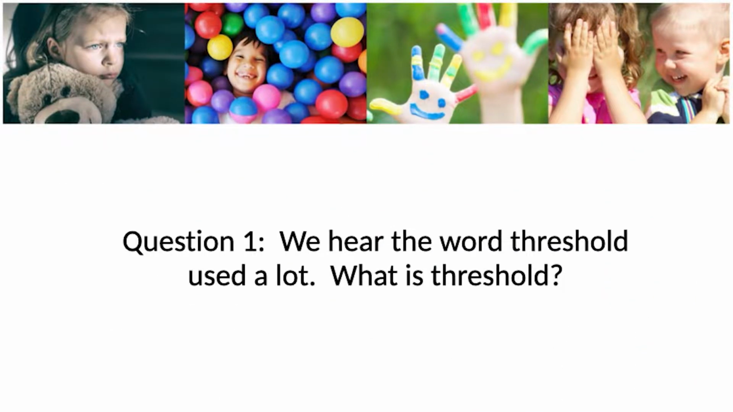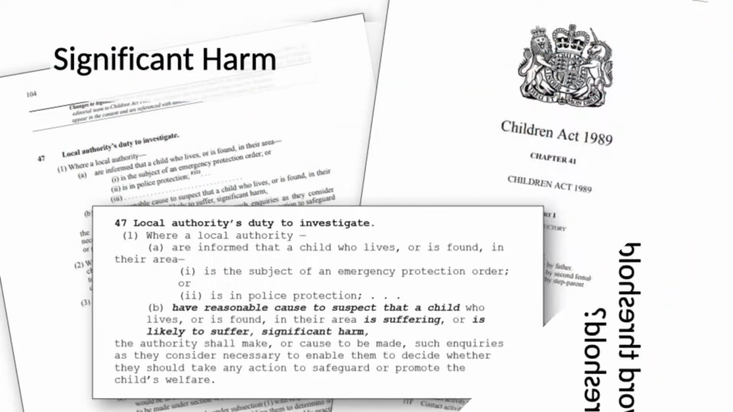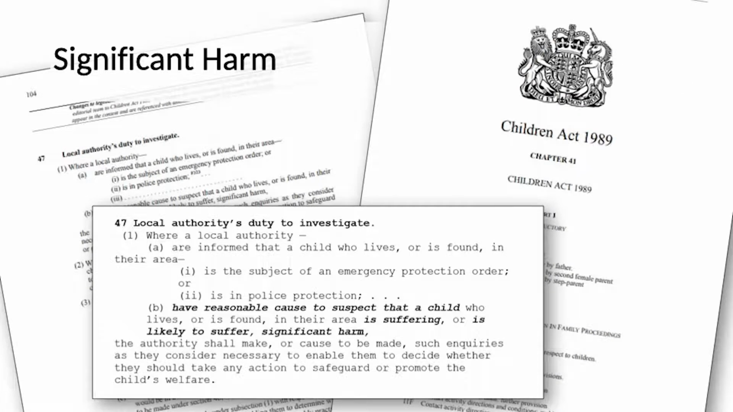Bruce, we hear the word threshold used a lot. What is threshold? What we mean by threshold is the likelihood of a child suffering significant harm. This is a legal definition. It comes from various parts of the Children Act 1989. For example, it's what underpins a court's order to remove a child from their family. In child protection, in Section 47, it is the likelihood of significant harm that places a legal duty on a local authority to investigate. That's why you hear people talk of a Section 47 inquiry.